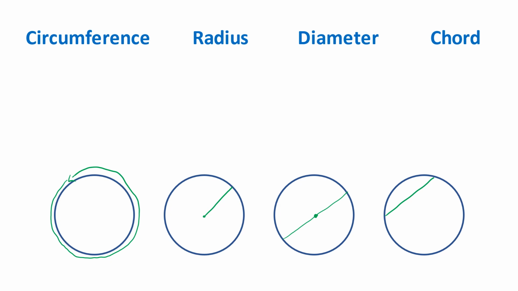The second term is the word radius. So the radius starts at the center of the circle, and it is a line that goes straight from the center to a point on the circumference. Okay, so this is a radius.